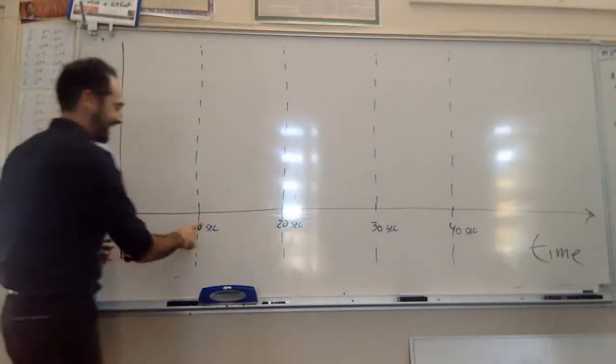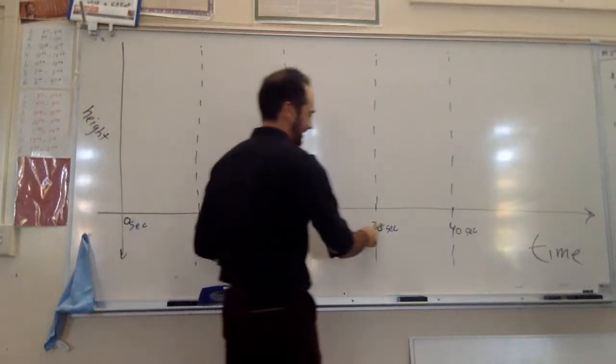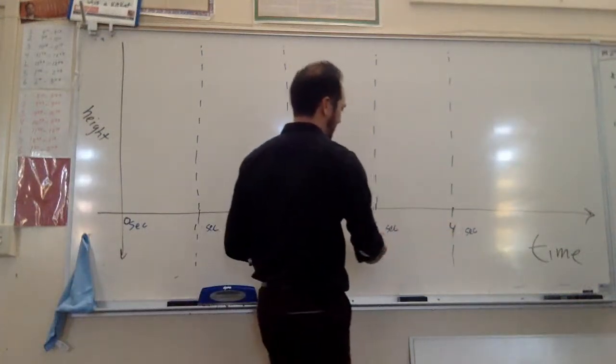So maybe actually we should change it to 1 second, 2 seconds, 3 seconds, 4 seconds. That makes more sense. We'll make a regular flash.